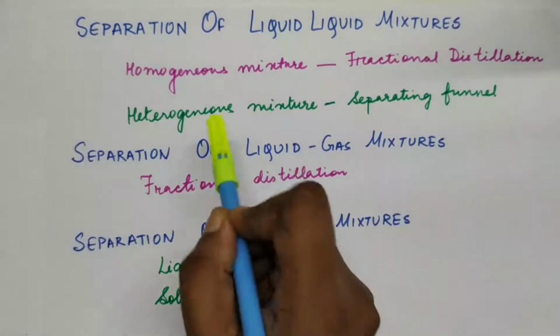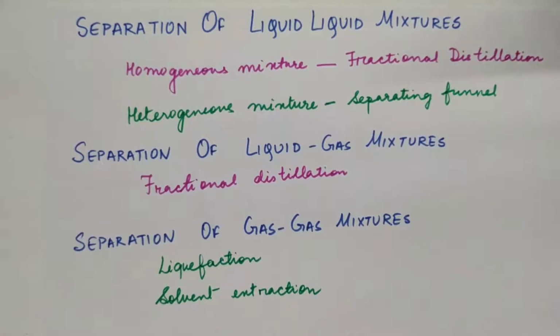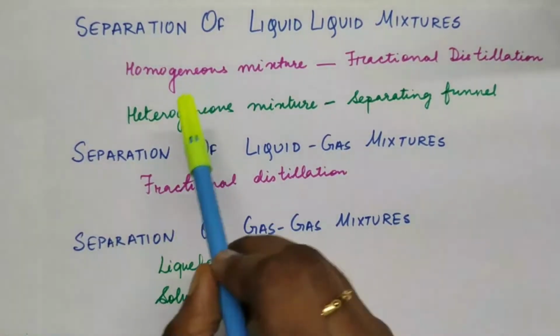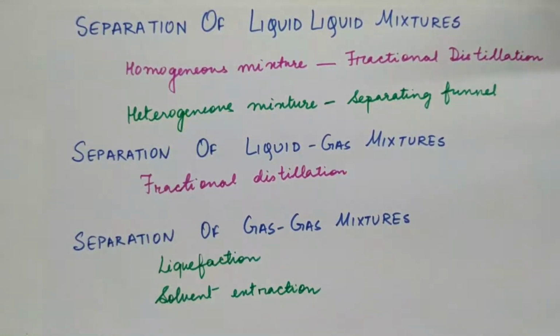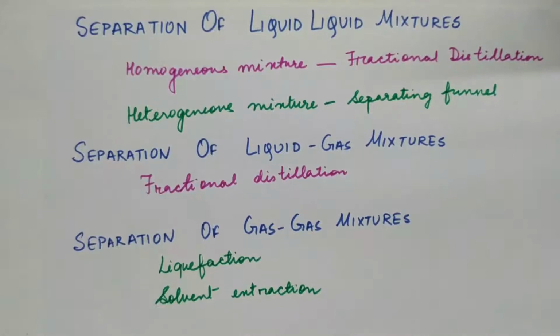And if you have a heterogeneous mixture, like maybe if you have oil and water to be separated, then they don't mix with each other completely, and that kind of mixture is immiscible, and they are heterogeneous mixtures which can be separated by using a separating funnel.